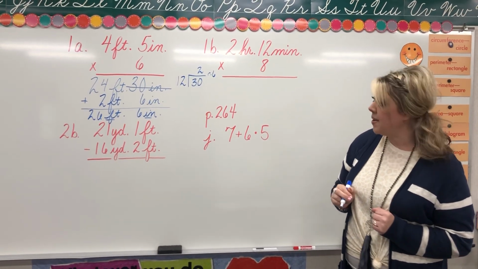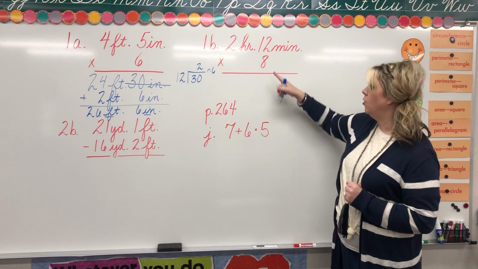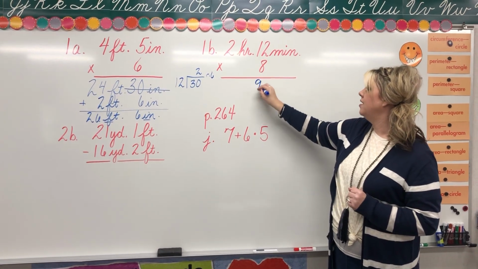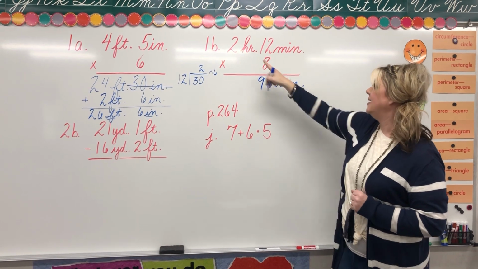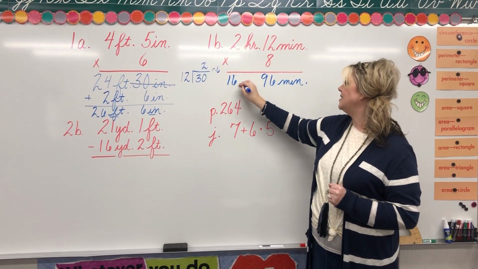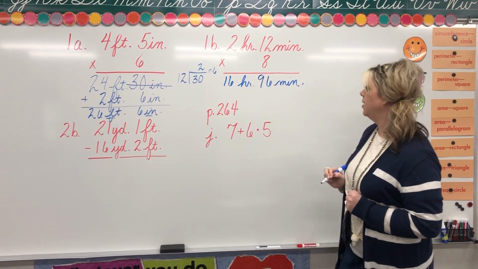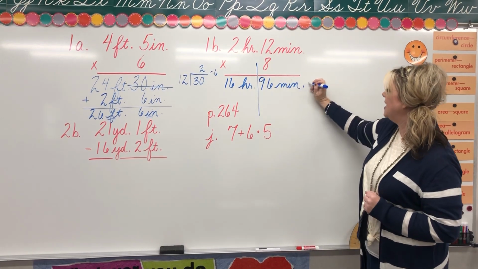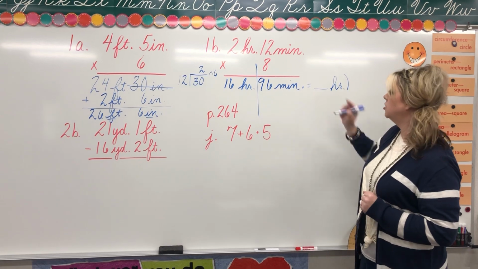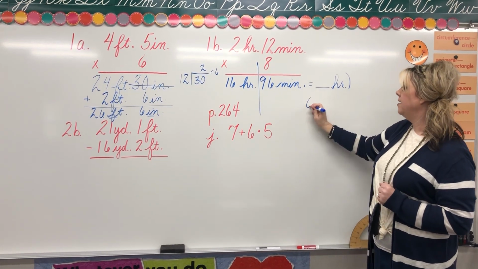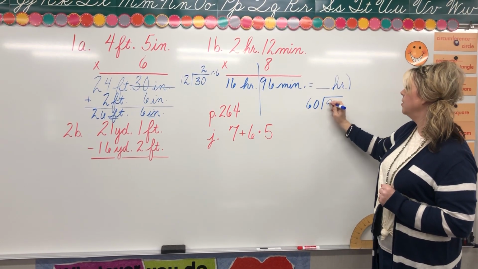We're on letter B now. Same thing, multiply first. 8 times 12 is 96 minutes. 8 times 2 would be 16 hours. Again, you can take this and you can say 96 minutes equals how many hours? Smaller to larger, divide. There are 60 minutes in an hour.